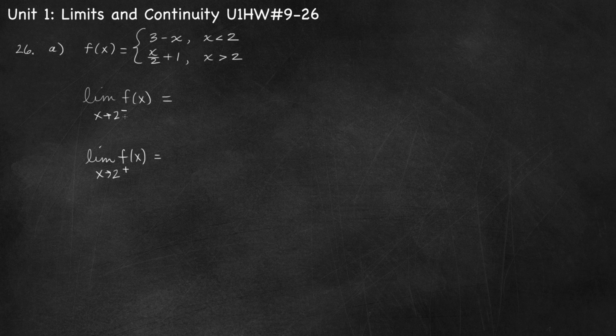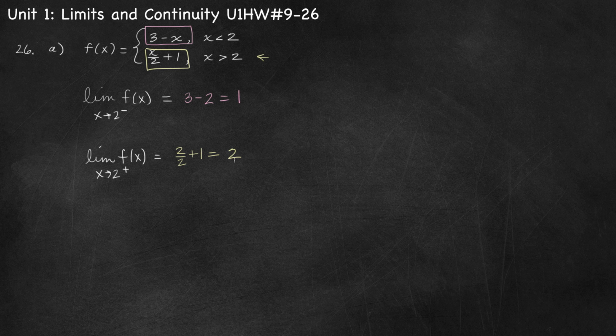From the left-hand side of 2, that means numbers that are less than 2. So we're working with this piece of our piecewise function, and to find that limit, we substitute 2 in. So 3 minus 2 equals 1. So the left-hand limit is equal to 1. Now for our right-hand limit, as we approach 2 from the right, we're talking about numbers that are slightly larger than 2. So we're in this second piece, this x over 2 plus 1. So we're going to take the limit using substitution. We get 2 over 2 plus 1, which is equal to 2. So the right-hand limit is equal to 2.